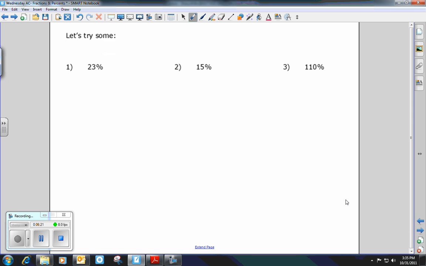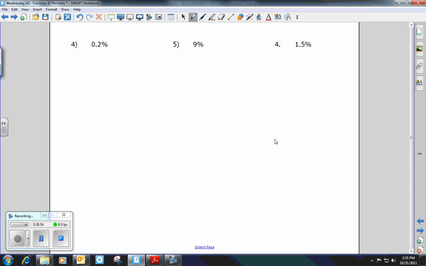Okay, so trying some. 23%. I would write 23 over 100. Get rid of that percent sign. Once you change a percent to a decimal or a fraction, you get rid of the percent sign. So 23 over 100. There's no way to simplify that. I want you to go ahead and do 2 and 3, putting them over 100 and simplifying to lowest terms. Remember, 110% is more than 1, so you're going to end up with a mixed number there.